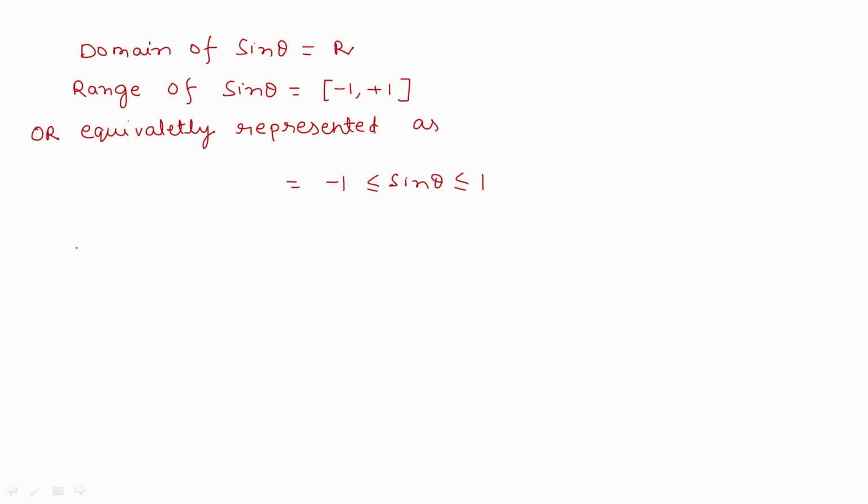Now the domain of cos theta is equal to our entire set of real numbers, and the range of cos theta is equal to inclusive -1 to +1, or closed interval -1 to +1.